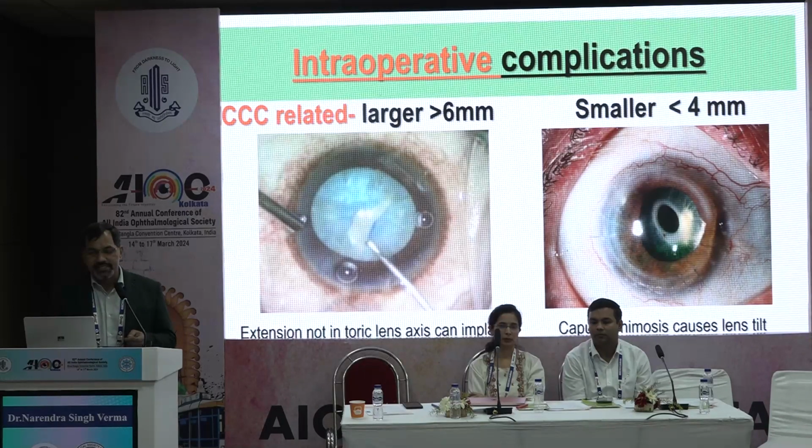If the CCC is extended more than 6 millimeter, it may happen in hypermature cataract, or sometimes the patient moves his eye when we are doing CCC. So if the extension is more than 6 millimeter and the extension is not in the toric lens axis, then you can easily implant the toric lens. If it is in the toric lens axis and it is extended up to the equator, then it is better not to implant the toric lens. If the CCC is smaller than 4 millimeter, in a young patient, later on there may be capsular phimosis which can cause lens tilt.